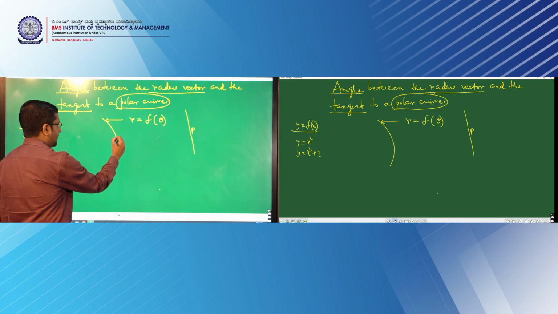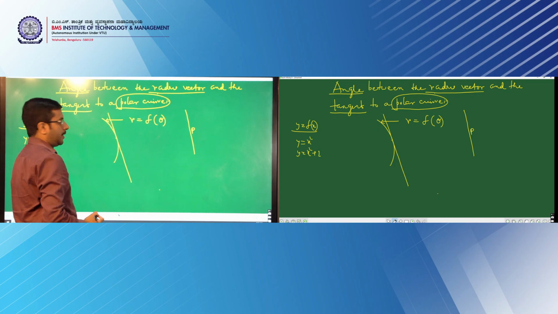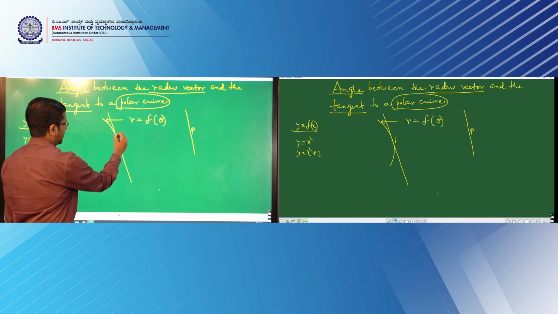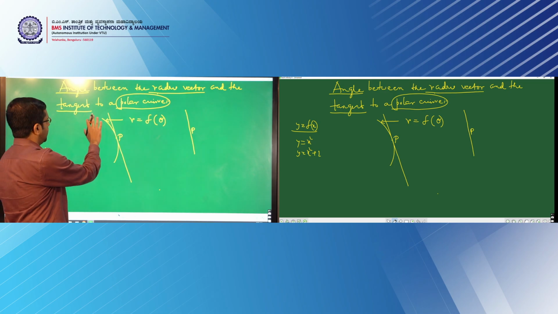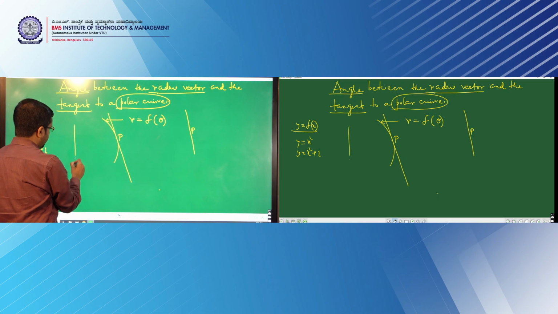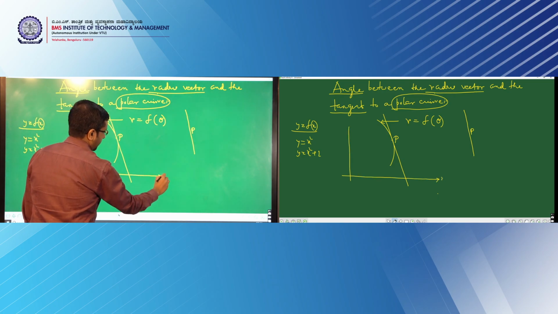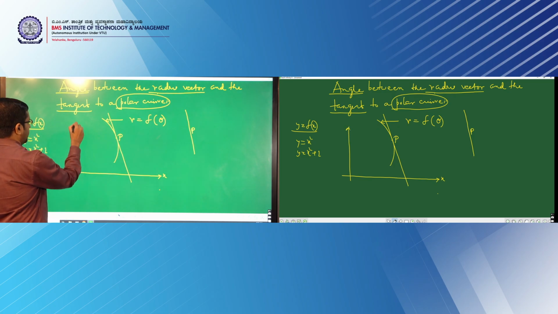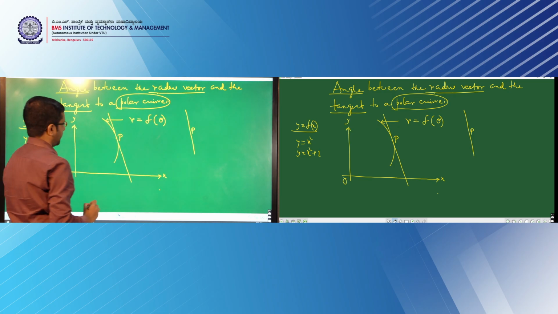Now suppose at the point P we are drawing a tangent to this polar curve. Whenever we mention a tangent, it should be drawn at a particular point. Now suppose we are taking the rectangular coordinate system. This side I am taking the x-axis, this side the y-axis. This is your origin, or pole, as you can also say.